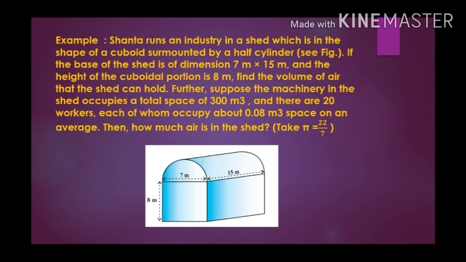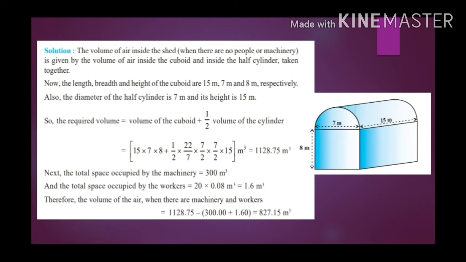As you can see, the volume of air in the shed is equal to the volume of the figure. And the volume of the figure can be divided into two parts, that is, the volume of this cuboid section and the volume of this half cylinder. You know the formula for the volume of a cylinder. If you divide that by half, you will get the volume of a half cylinder. So let's check the solution.